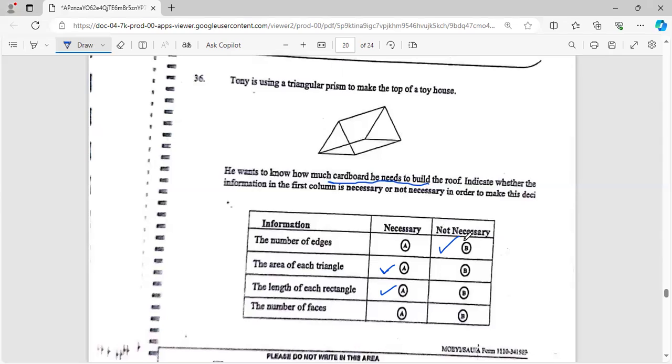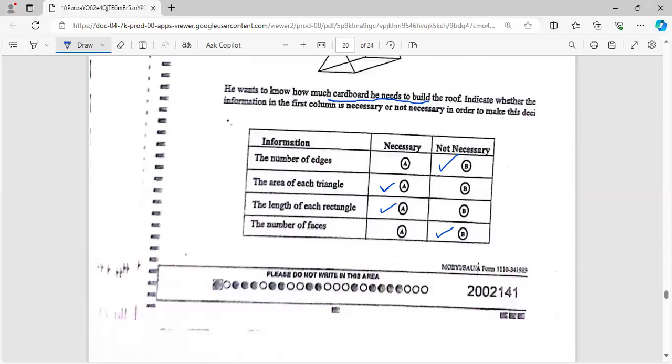I think it's necessary. But I think these questions are pretty tricky. They make you really want to answer. Is it really necessary though? All right, the number of faces. Not necessary. Not necessary. Yeah, because all triangular prisms would have the same measurement, the same number of faces.